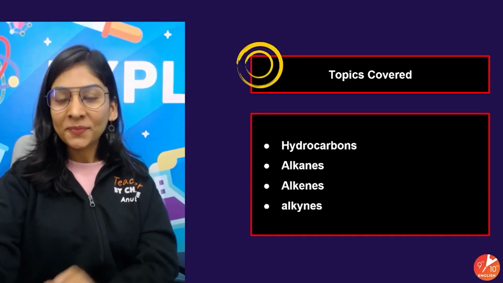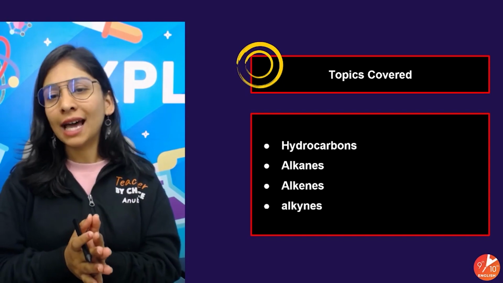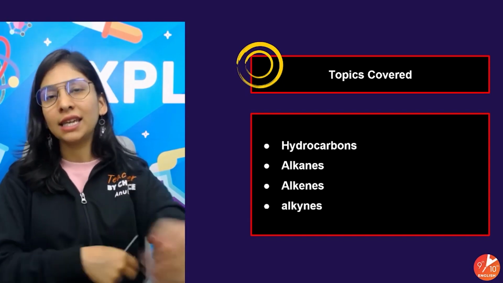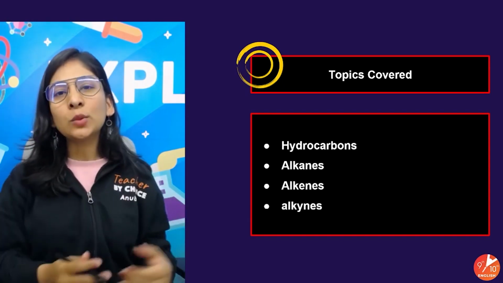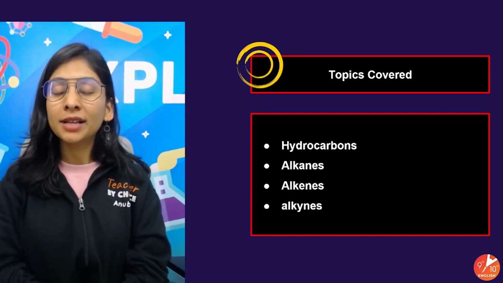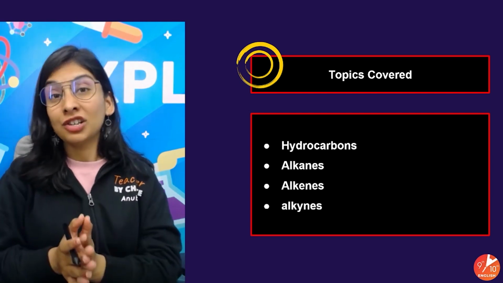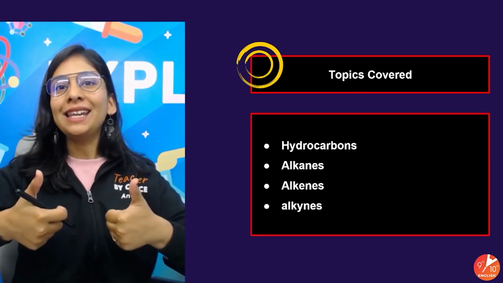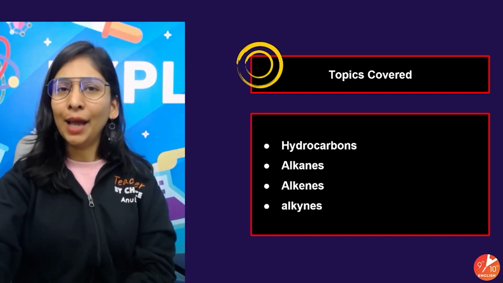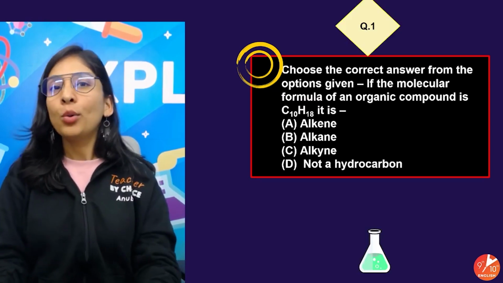All right. Now, let me tell you what are the topics that we are going to cover. That is hydrocarbons, alkanes, alkenes, and alkynes. In the previous video, we did talk about allotropes, versatile nature of carbon, and organic compounds as well. So this is the session number 2. So I hope you're pretty much ready. Okay, I won't let you guys wait for more time. Let's have our question number 1.